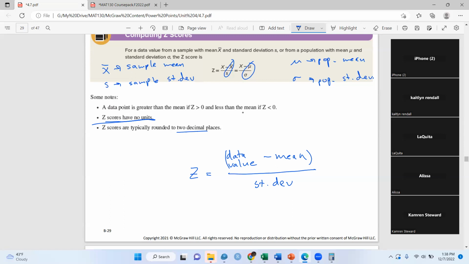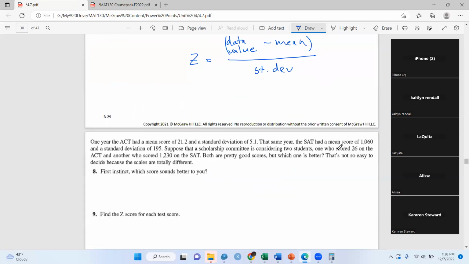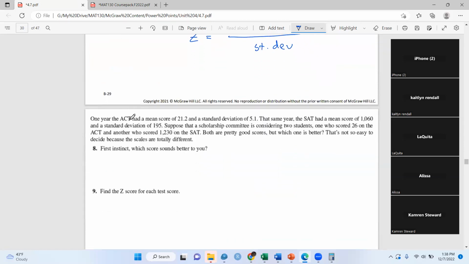So let's do a nice little problem. Here we are. The ACT had a mean of 22.2 and a standard deviation of 5.1. And then the SAT had a mean of 1060 and a standard deviation of 195. So then we've got these 2 students with these 2 different scores. Each one took a different exam. We're going to figure out who did better based on standardizing their scores, by calculating a z-score.